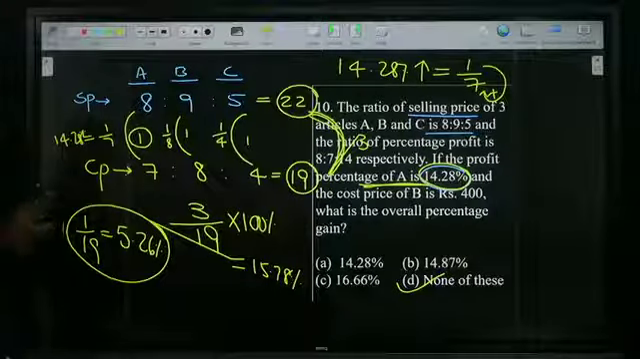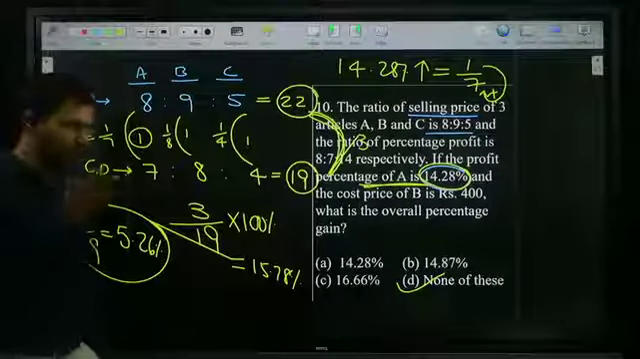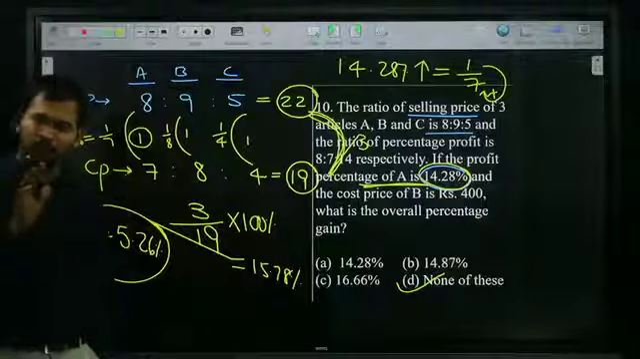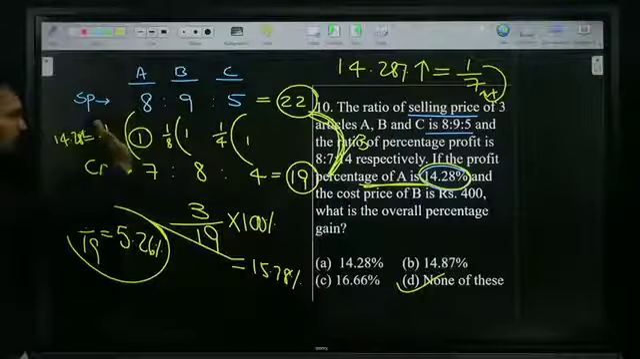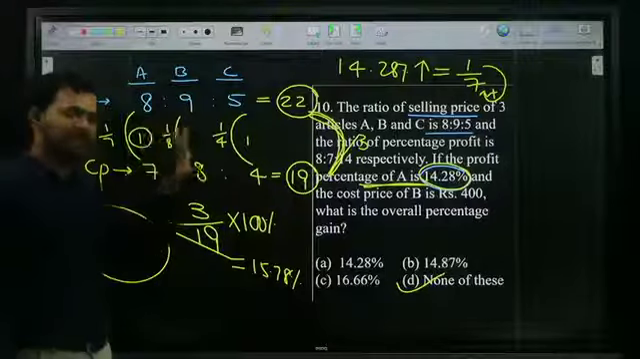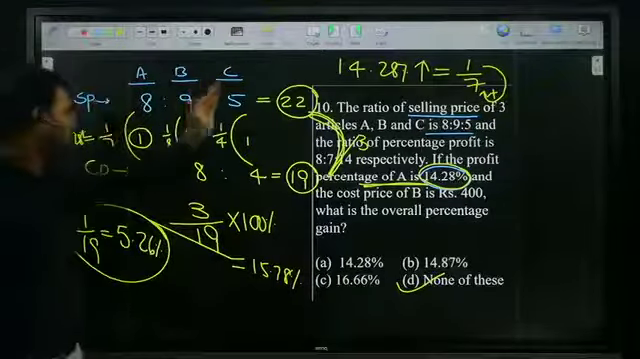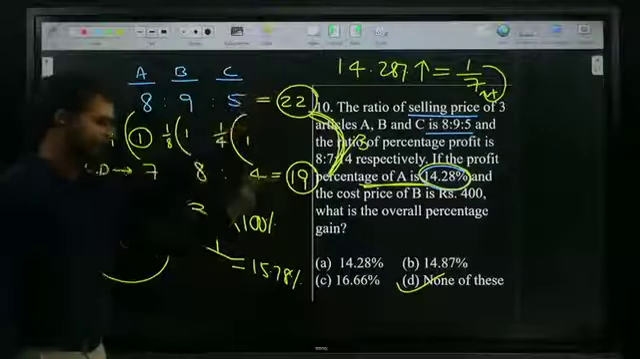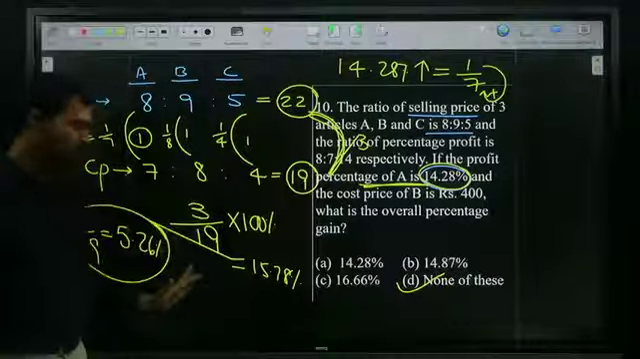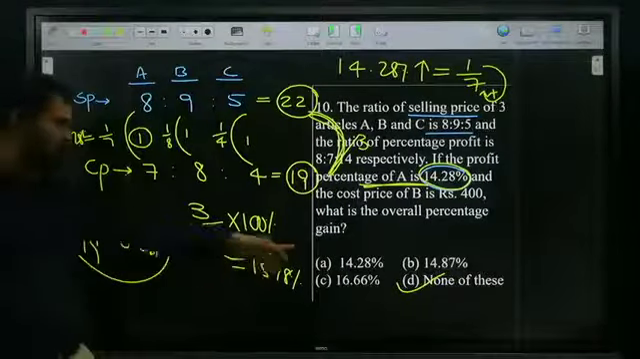If you go to your book for the answer to the same question, the solution is minimum one page. So don't try that type of question answer. Just try to do like this, so within seconds we are getting the answer. Given the selling prices ratio, I am finding the cost prices ratio, overall selling price, overall cost price. Therefore, profit is three parts out of 19. 3 by 19 is nothing but 15.78. That is nothing but none of these.